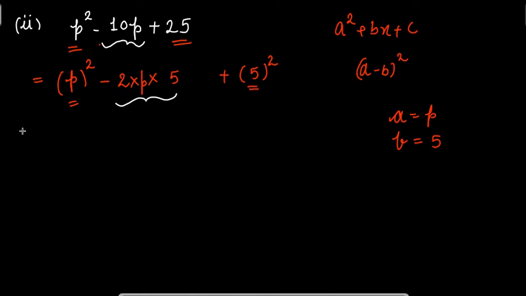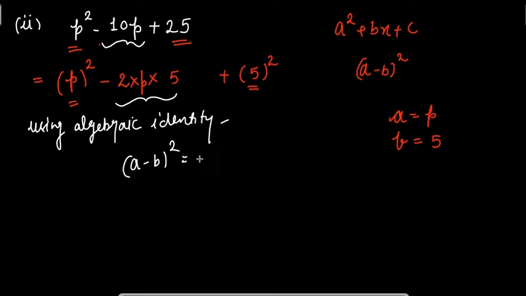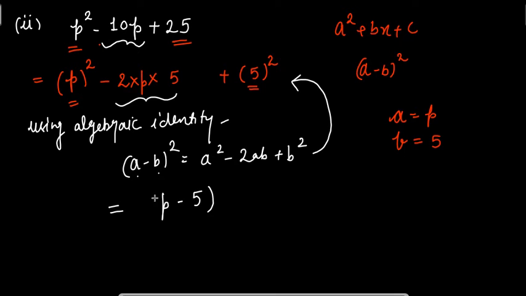Now using an algebraic identity, which identity will we use now? Here you have minus 2ab, so we will make use of a minus b whole square, a square minus 2ab plus b square. So our expression is in the form of a square minus 2ab plus b square, which is equal to a minus b whole square. It means I can write my expression as p, and b is what? B is 5, minus 5 whole square. Therefore, the factors will be p minus 5 into p minus 5.